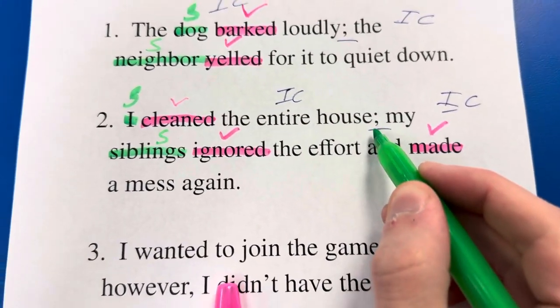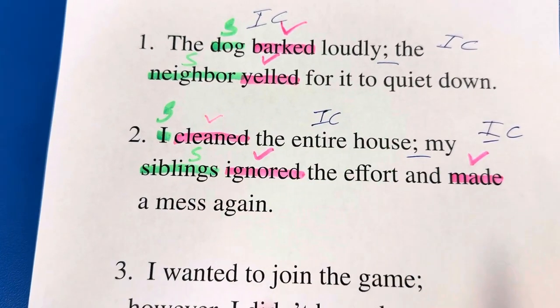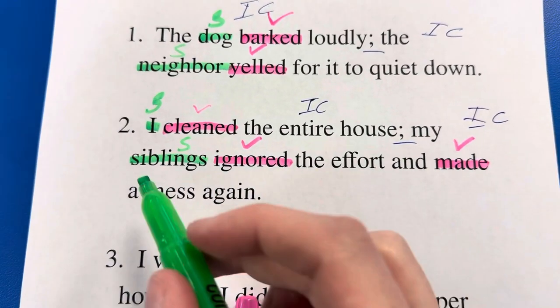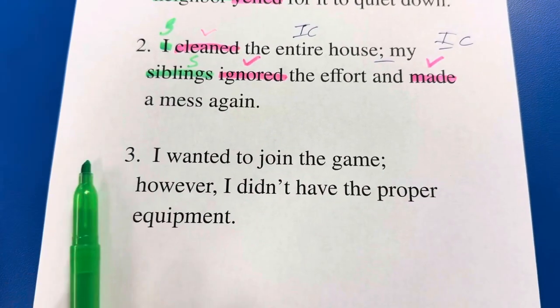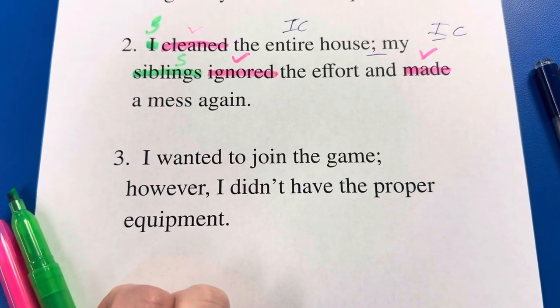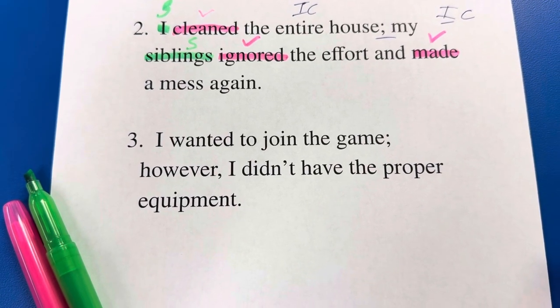I can see that I used a semicolon to connect this independent clause that has both a subject and verb with this independent clause that also has a subject and at least one verb. Okay, now here is another one. I wanted to join the game; however, I didn't have the proper equipment.